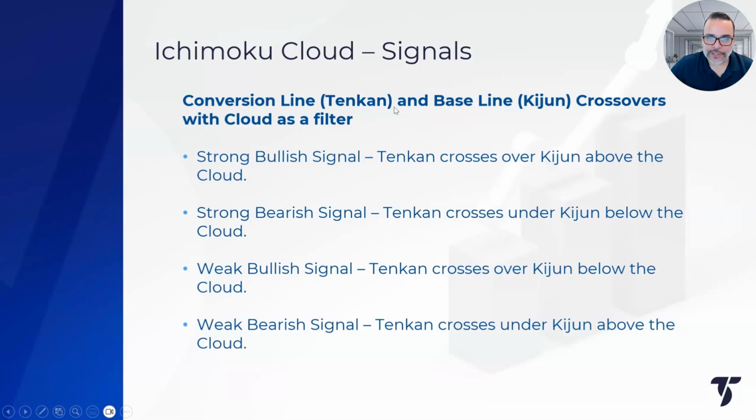Now, the conversion line and the baseline, the Tenkan and the Kijun, cross over with cloud as a filter. So same concept. The only difference is it happening above the cloud or below the cloud. If the crossover happens above the cloud, it's a strong bullish. If the cross under happens below the cloud, it's a strong bearish. When it happens in the opposite direction, when you have a bullish kind of crossover but you are below the cloud, it's a weak bullish signal. And the same happens when you have that crossover under, but you're above the cloud, it's a weak bearish signal.